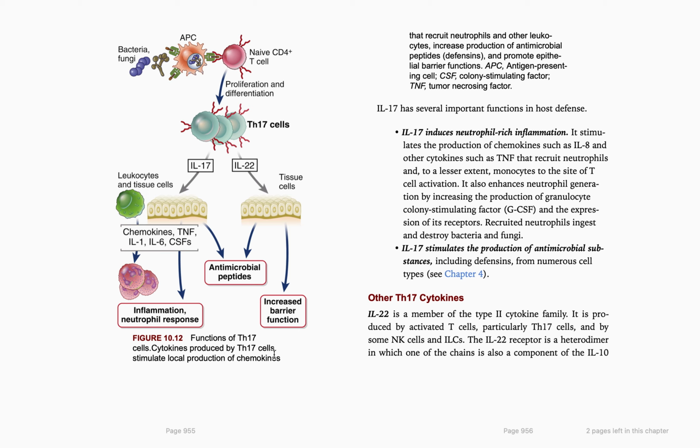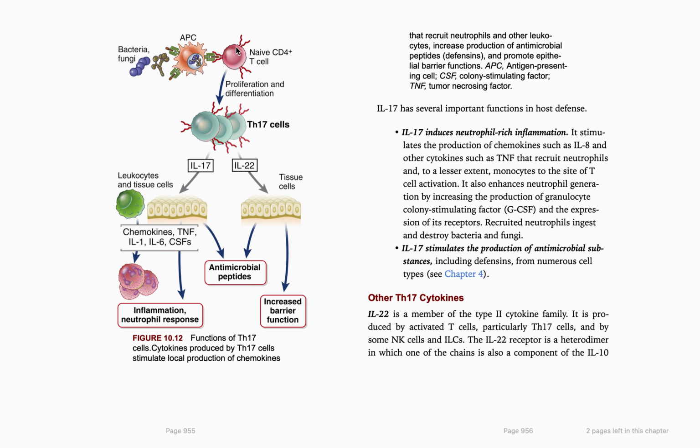Cytokines produced by T helper 17 cells stimulate local production of chemokines that recruit neutrophils and other leukocytes, increase production of antimicrobial peptide defensin, and promote epithelial barrier function. Antigen presenting cells and colony stimulating factor are also involved. So what happened here? We see that we have the bacteria or fungi, because that's the main thing that helps in activating the naive CD4 T cells to produce the T helper 17.